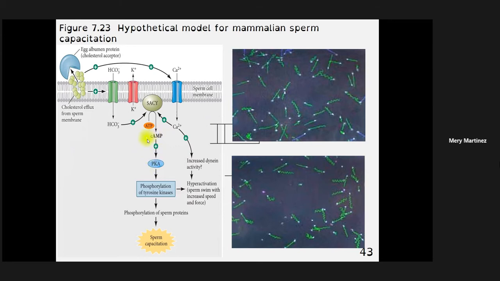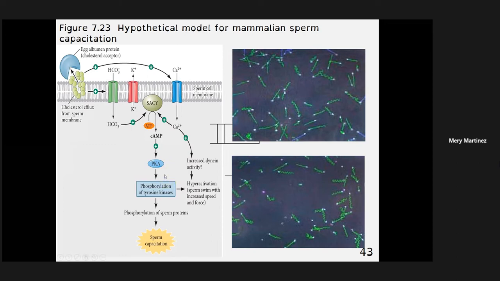High levels of cyclic AMP activate the protein kinase A, which is here. And at the same time, active PKA can then phosphorylate several tyrosine kinases that lead to the activation of the sperm. So it's a huge cascade, right?